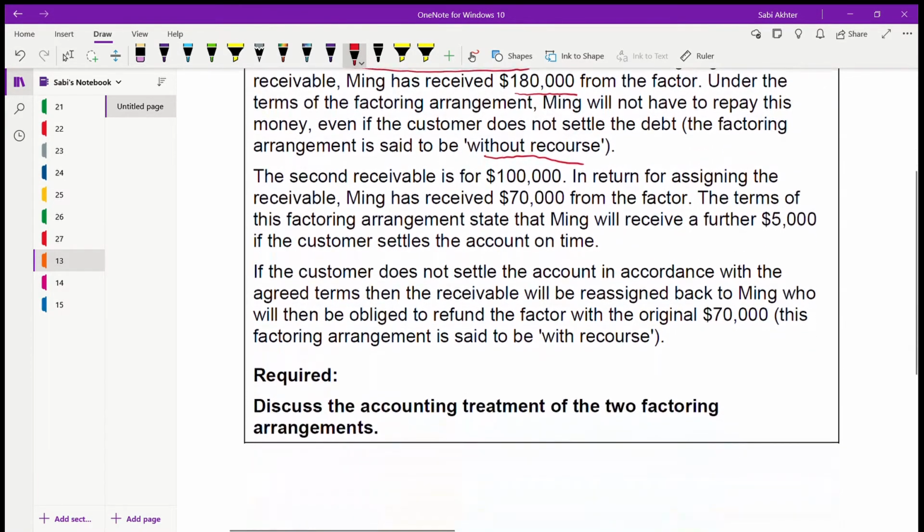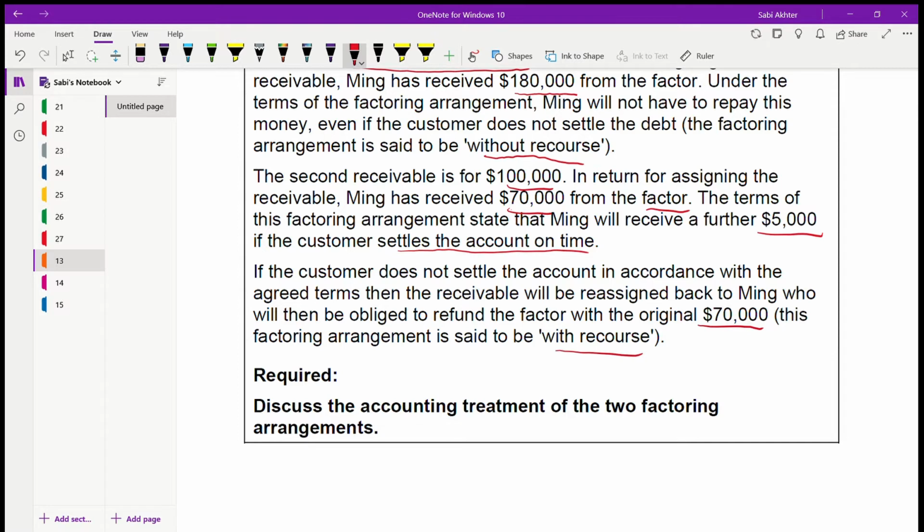The second receivable is for 100,000. In return for assigning the receivable, he has received only 70,000 out of 100,000 from the bank. The factor is the bank, right? The terms of this factoring arrangement state that Ming will receive a further 5,000 if the customer settles the account on time. If the customer does not settle the account in accordance with the agreed terms, then the receivable will be reassigned back to Ming, who will then be obliged to refund the factor with the original 70,000. You have to give it to the bank. This factoring arrangement is said to be with recourse.